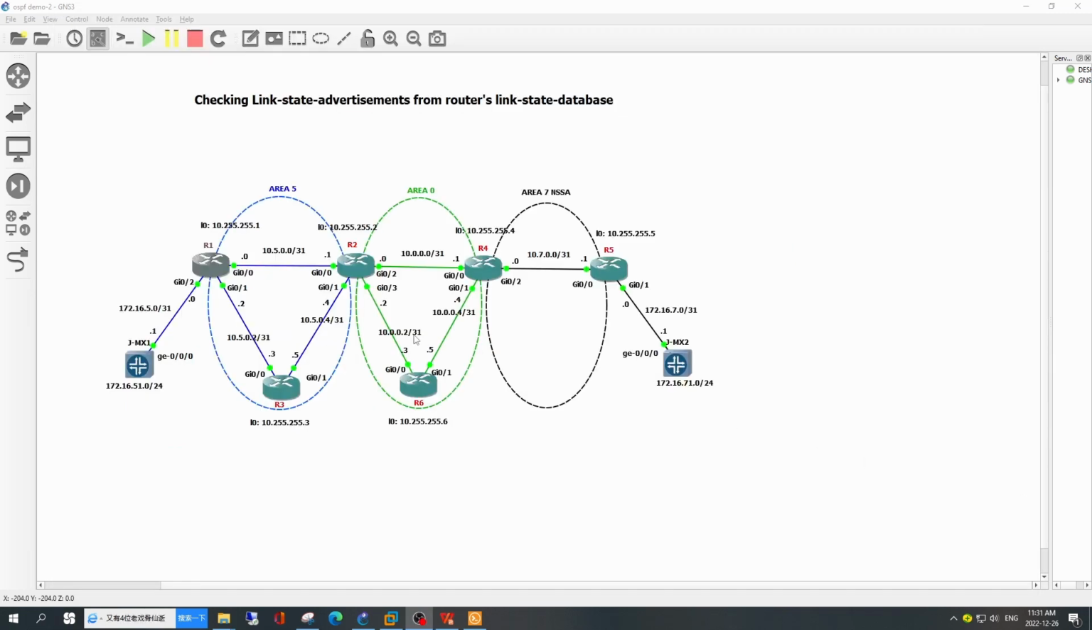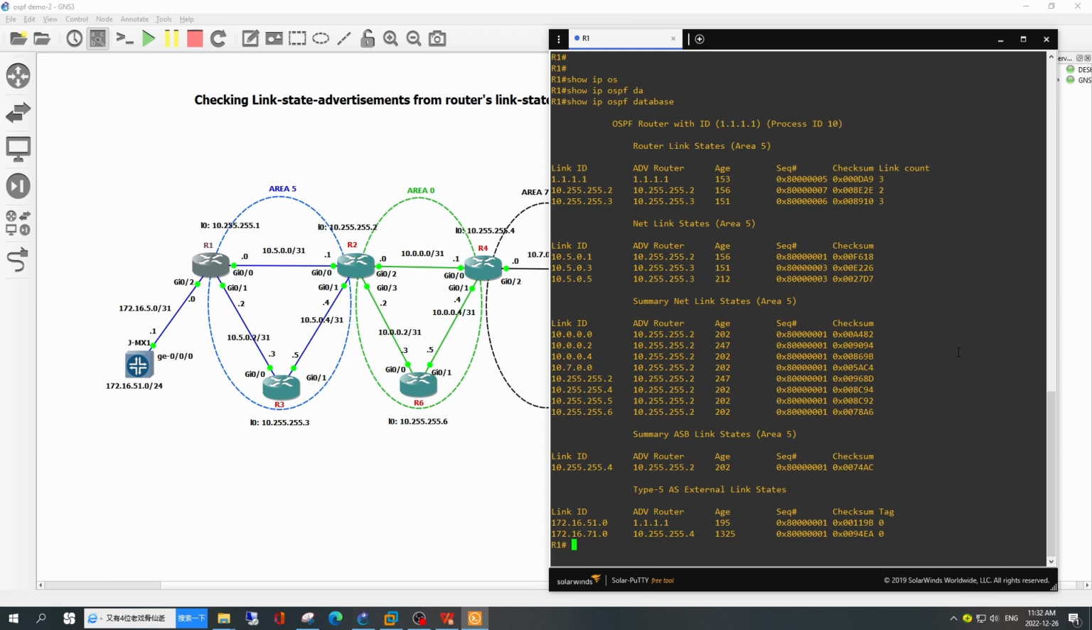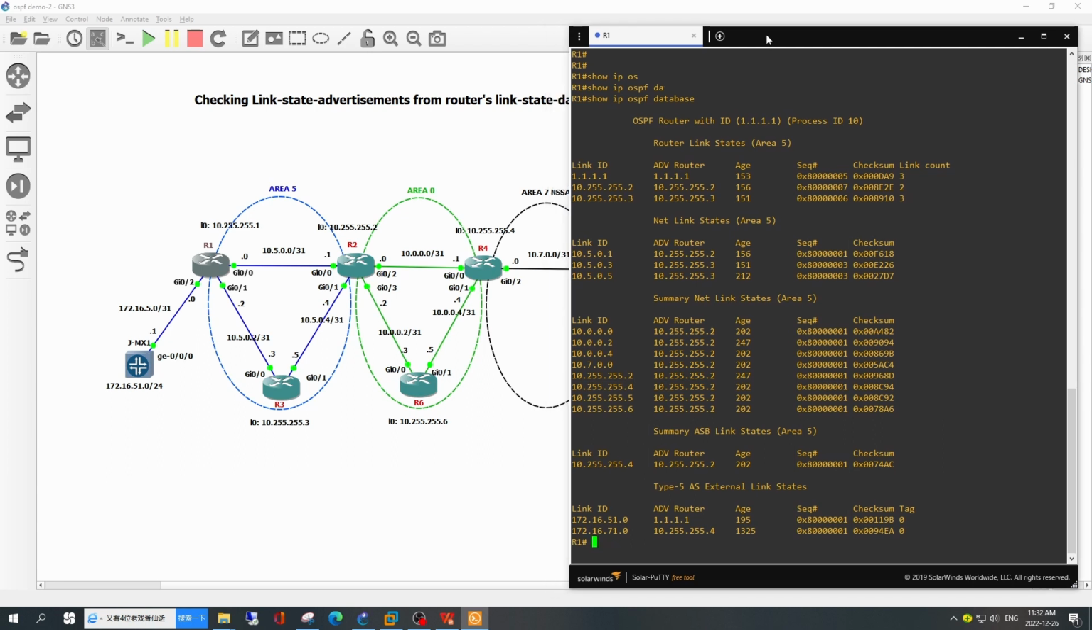Okay, let's log into router R1. Here is router R1. We run show ip ospf database here. You can see R1's OSPF LSDB. The LSDB lists all the link state advertisements. This output is a high-level indicator of each of the link state advertisements. R1's link state database only includes area 5. Here you can see area 5.